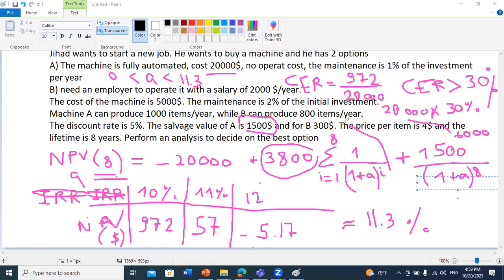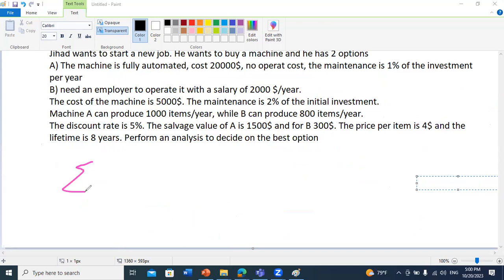This factor here can be computed mathematically. If you don't want to use your calculator to calculate the summation, you can do the following. You have the summation from 1 to n, which is 8 here, of 1 over (1 plus a) to the power i. This is a geometric series, so mathematically you can find the corresponding expression.